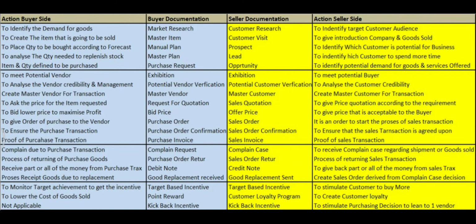Lastly, kickback incentive. As a boss or the management, you have to be very careful, because kickback incentive can actually ruin your company. Kickback incentive is whereby the purchasing decision is driven by the kickback given by the vendor. Of course, this kickback will increase your cost of goods purchased.